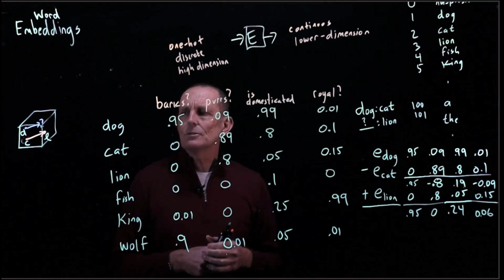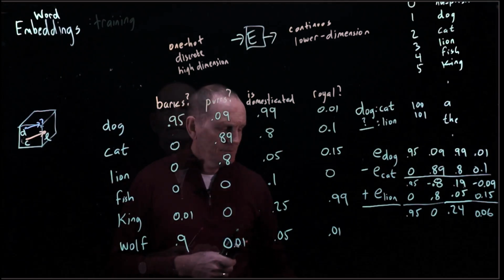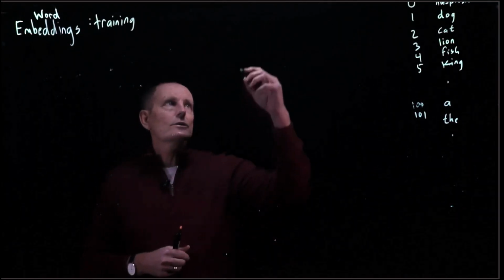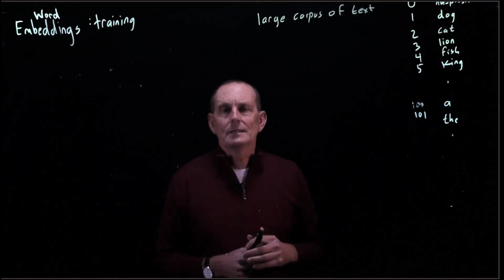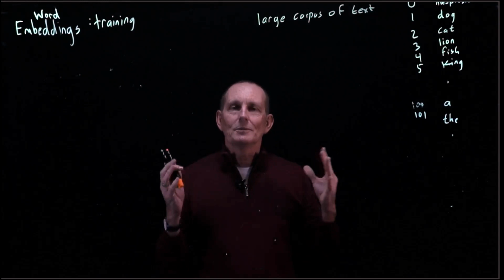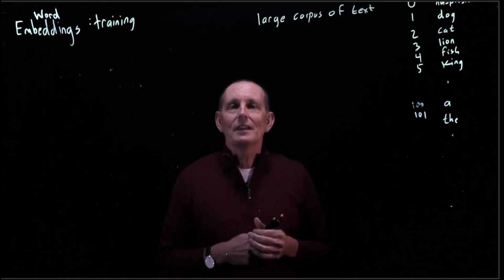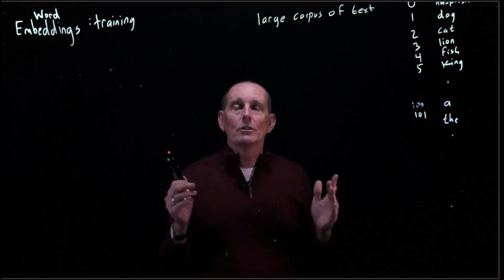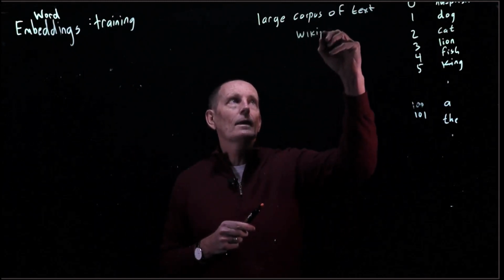How do we train word embeddings? Let's look at that next. We can go ahead and take a large corpus of text. Wikipedia is such a large corpus and is used. When we do the huge amounts of training that Google and so on do, they will often use all of the web. But let's just use, let's say, Wikipedia.